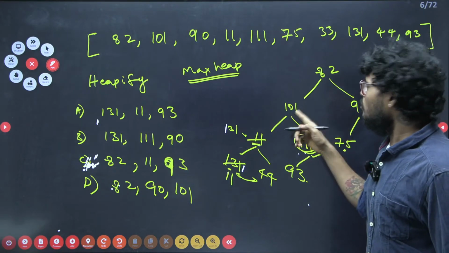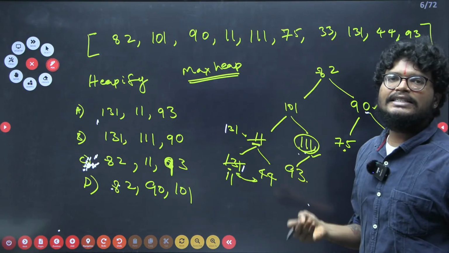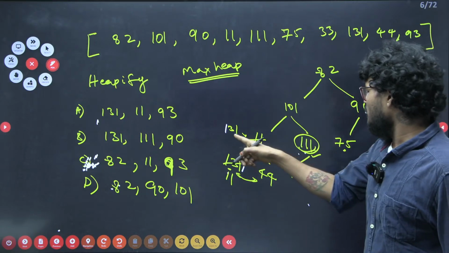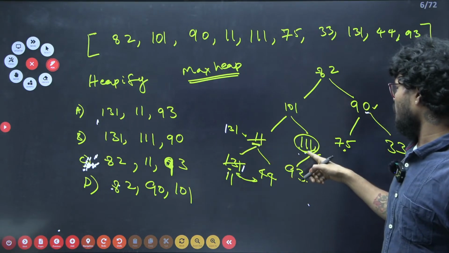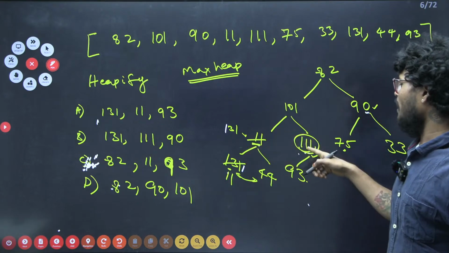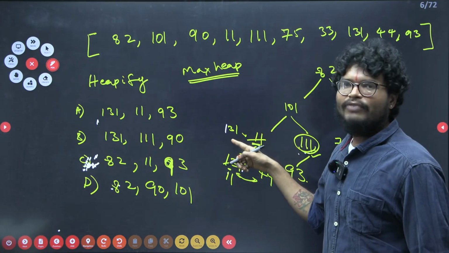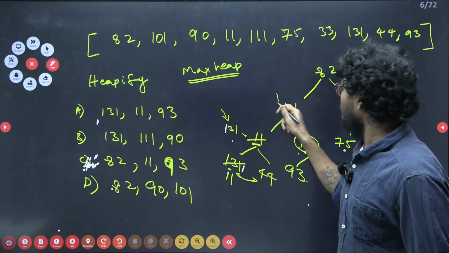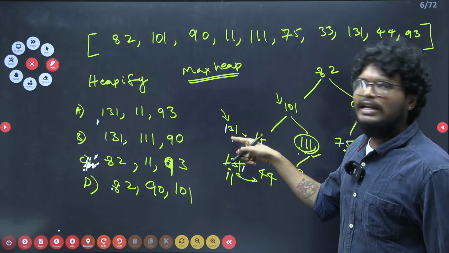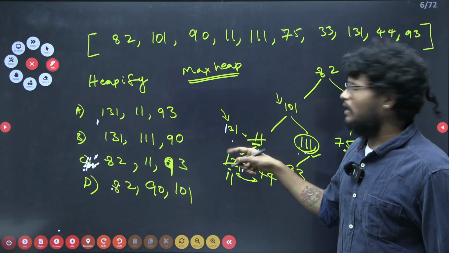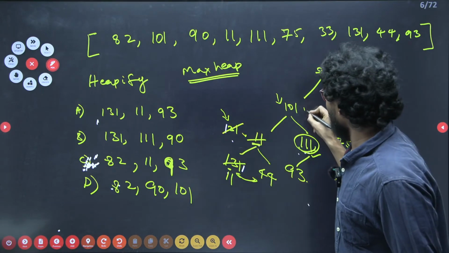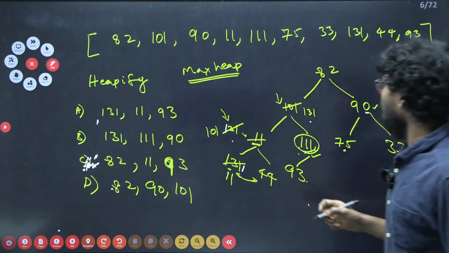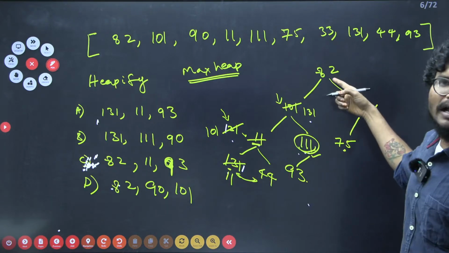Now come to 101 because it is the next last non-leaf node. Now you see here the children are 131 and 111. So among 131 and 111 the greater element is 131. Therefore we compare this 131 with the parent. So we observe that 131 is greater, therefore it should be the parent. So we swap. So 131 comes here and 101 goes below, right? And finally we heapify the root here.